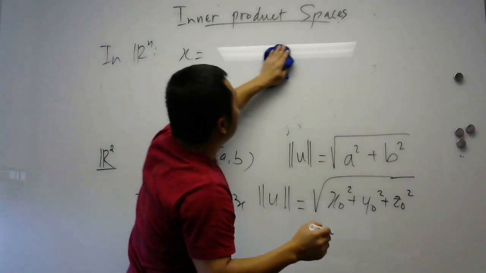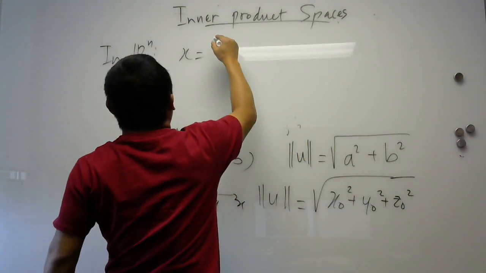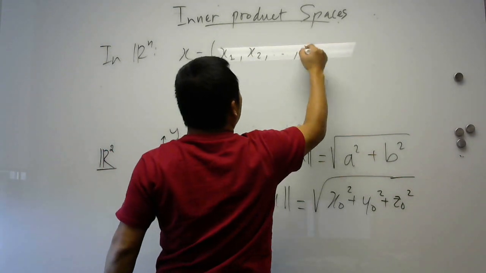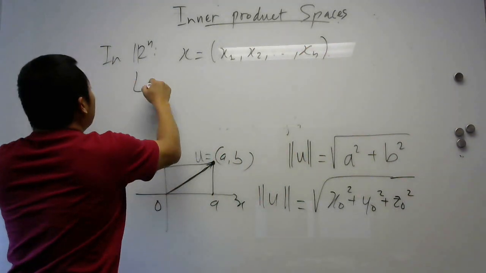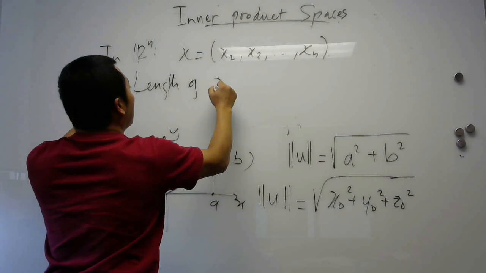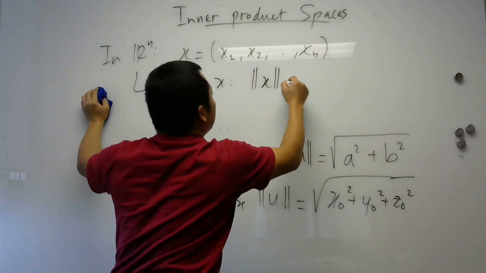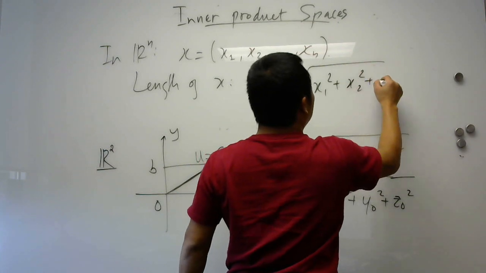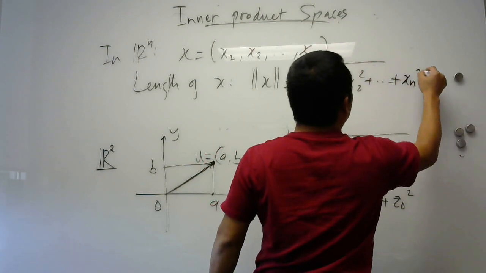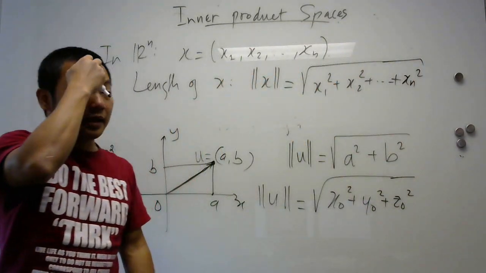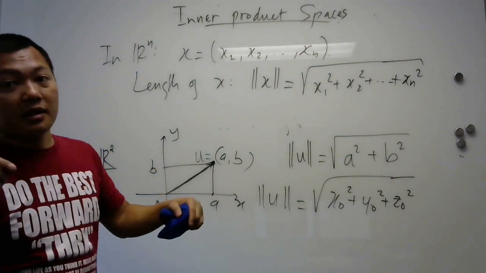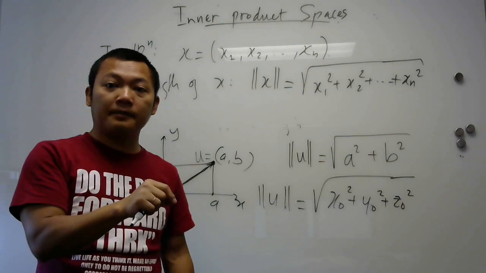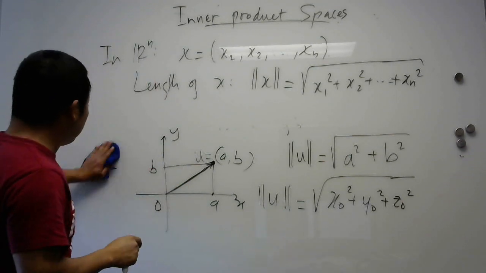In Rn, each vector can be represented as x1, x2, and so on, xn, right? And the length of x is determined by the square root of x1 squared plus x2 squared plus so on plus xn squared. So that is the length of x, or that is the distance from the point x to the origin, to the 0 vector. Okay? So don't forget about that.